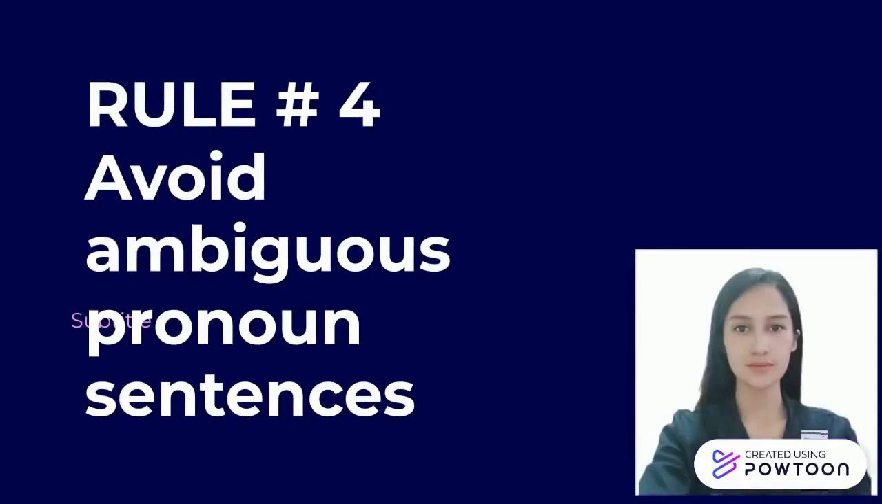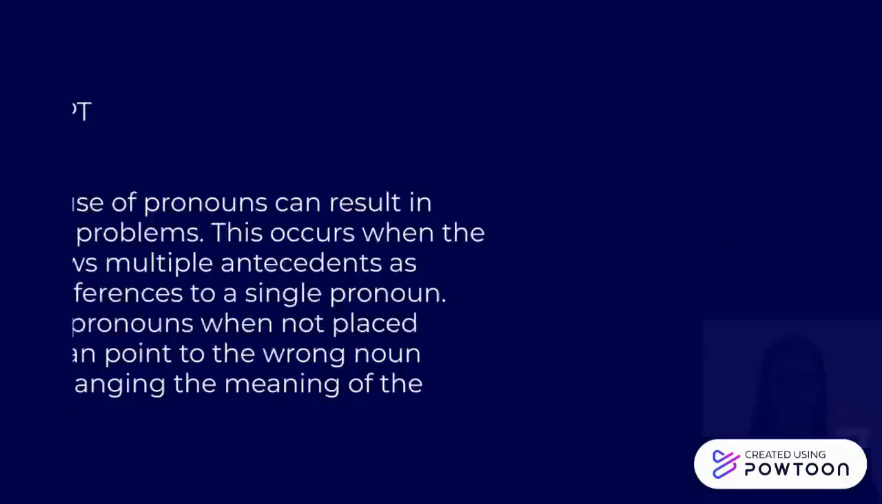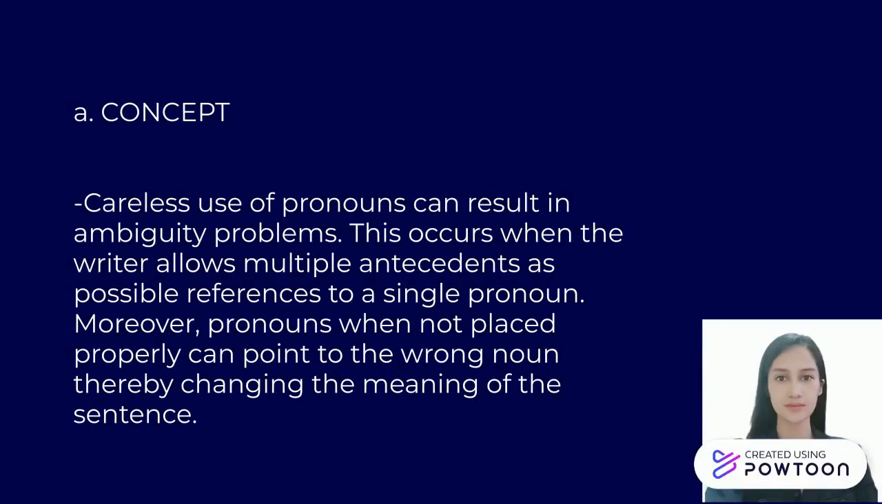Rule number 4. Avoid ambiguous pronoun sentences. A. Concept. Careless use of pronouns can result in ambiguity problems. This occurs when the writer allows multiple antecedents as possible references to a single pronoun. Moreover, pronouns, when not placed properly, can point to the wrong noun, thereby changing the meaning of the sentence.